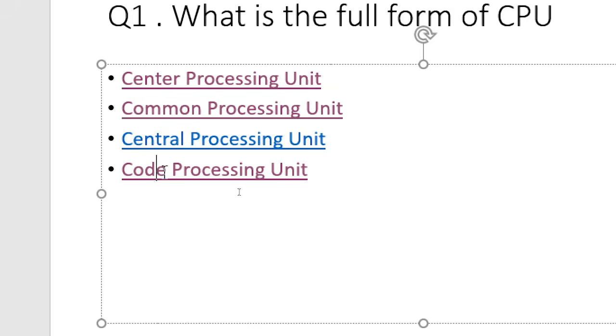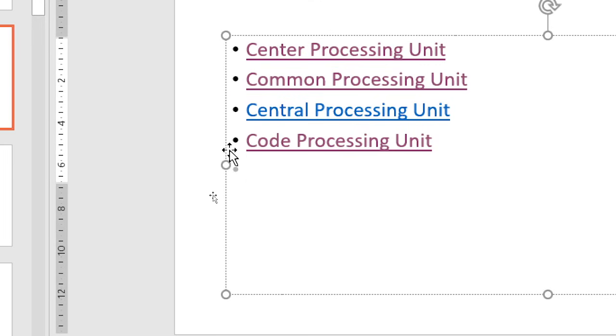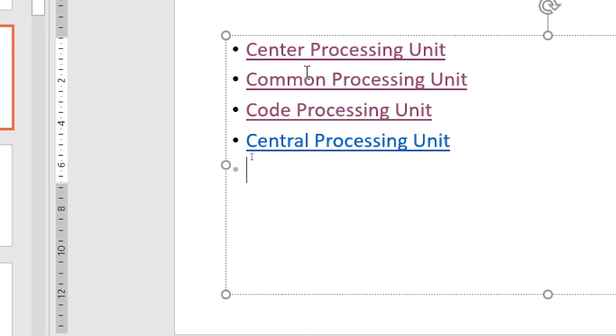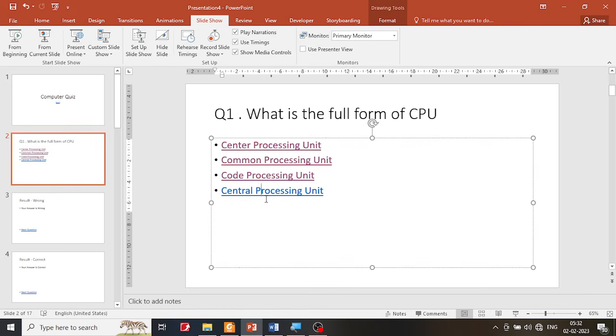Now what if it has to come to the last one? If it has to go to the last one, click after the last one, press enter, so that you have the next choice here. Select it, drag it down. So this first answer is wrong, second is wrong, third answer is wrong, and the fourth answer is the correct one. So this is, I have randomly placed.